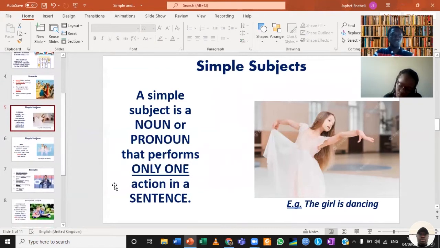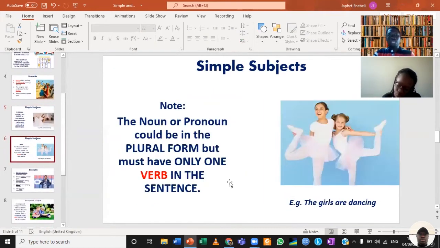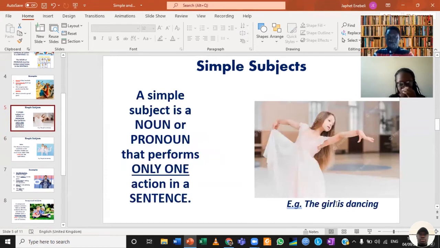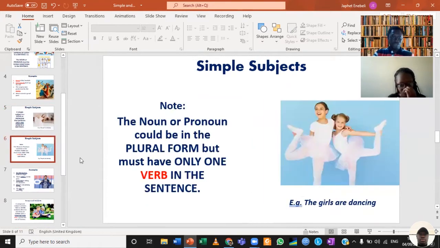But let me go further deeper. Note, when there's a simple subject, the subjects can also be plural. For example, the girls are dancing. You can see here, this is singular, right? One girl. This is plural, two girls. But it doesn't change anything. I will just show you the difference between simple subject and compound subject.